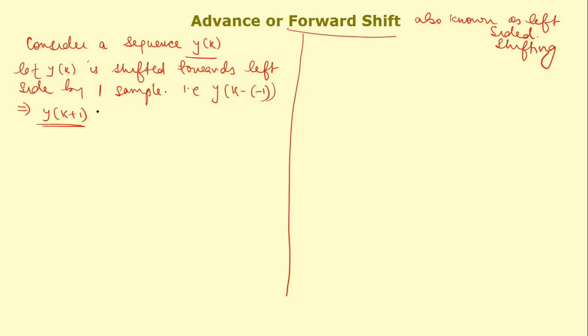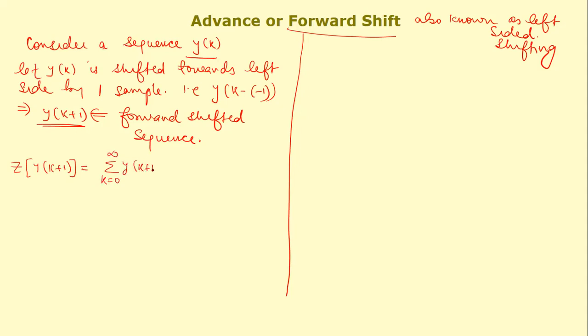This is the forward shifted sequence. Now the z transform of this sequence y k plus 1 would be written as the sum from k equal to 0 to infinity of y k plus 1 times z raised to the power minus k. This is the standard formula of z transform.